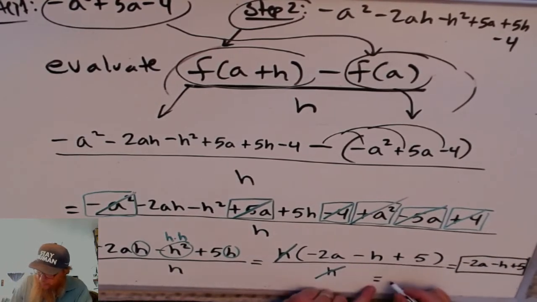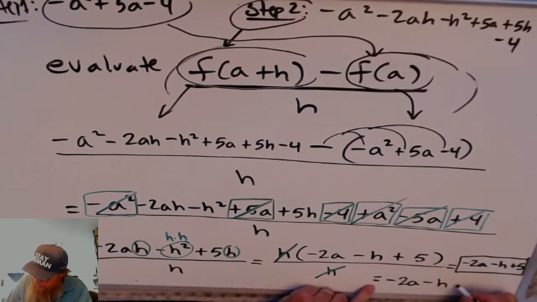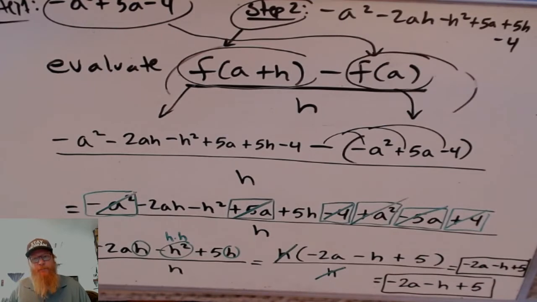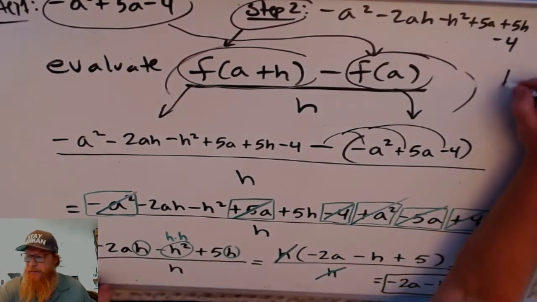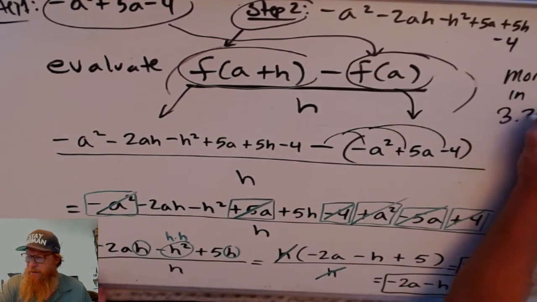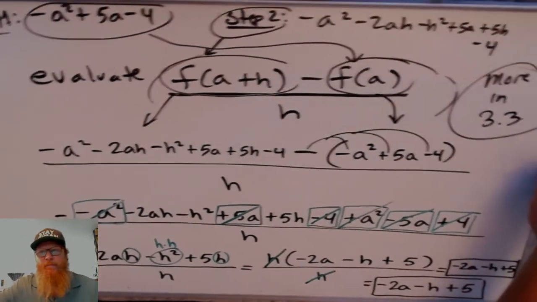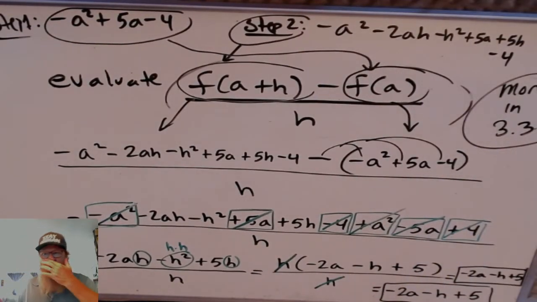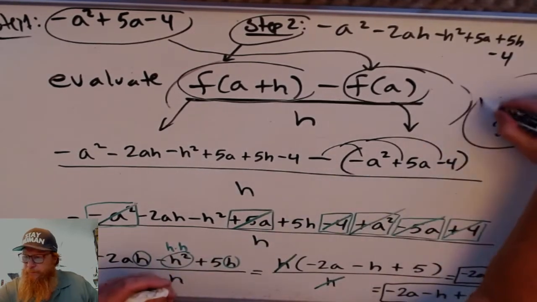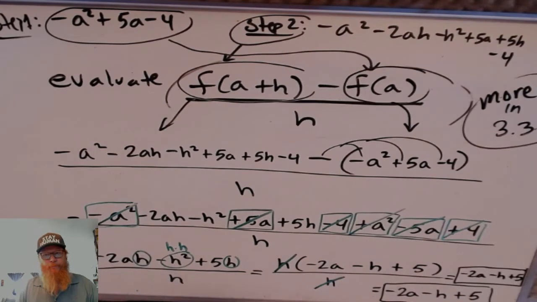Here, let me write it a little bit bigger. Negative 2a minus h plus 5. That's your final answer. This is called the difference quotient. More on this in section 3.3. Okay. I'm done for now with this type of problem.